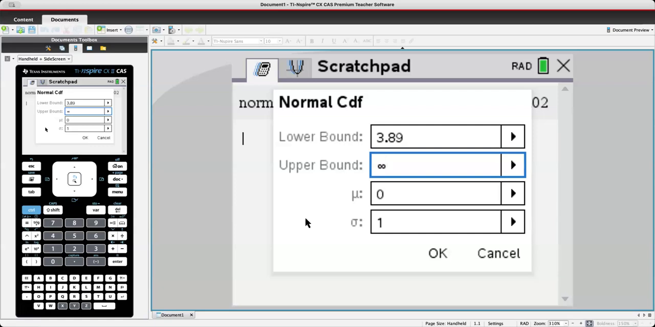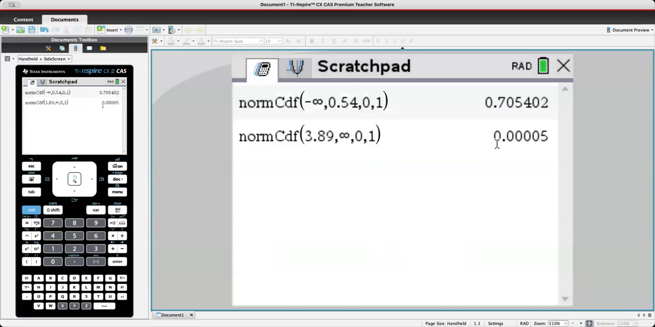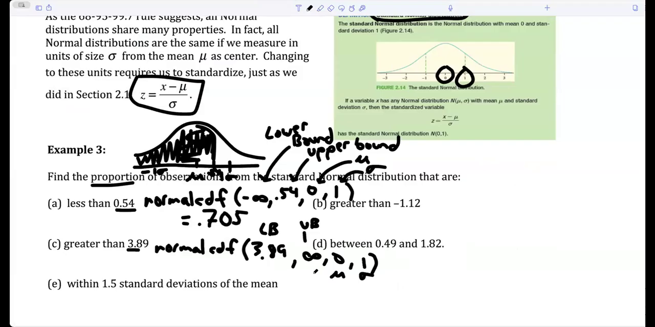And what should my percentage be like? Is it a large number or a small number? It has to be a small number, right? Because we're almost 4 standard deviations above the mean, and it's asking for the proportion that is greater than that. So I'm going to hit OK. And yes, we get 0.00005 for that. So let me go back to my notes here and write that in. So this would be 0.00005.